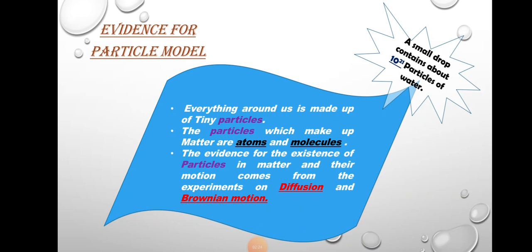Although we can't see individual atoms and molecules in solids, liquids and gases, there is a lot of evidence to support the particle model. Everything around us is made up of tiny particles. The particles which make up matter are atoms and molecules. The evidence for the existence of particles in matter and their motion comes from experiments on diffusion and Brownian motion. And there is very interesting information: a small drop contains about 10 to the power 20 particles of water. It's very interesting.